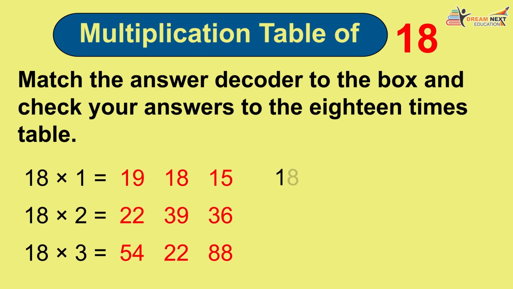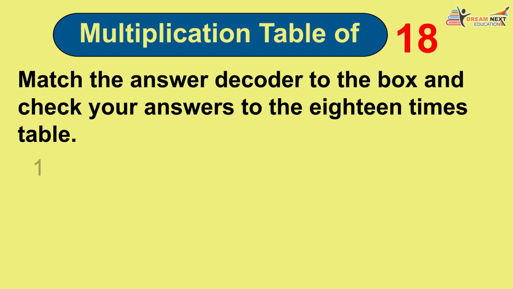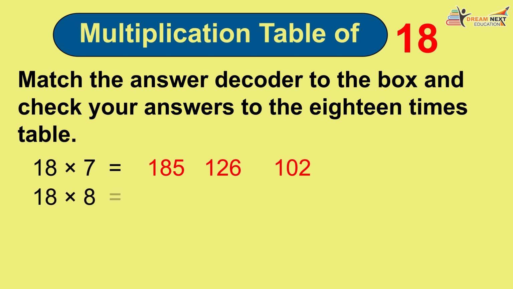54. 18 into 4 is equal to 118, 72, 180. 72. 18 into 5 is equal to 70, 65, 90. 90. 18 into 6 is equal to 108, 159, 163. 108. 18 into 7 is equal to 185, 126, 102. 126. 18 into 8 is equal to 144, 142, 129.